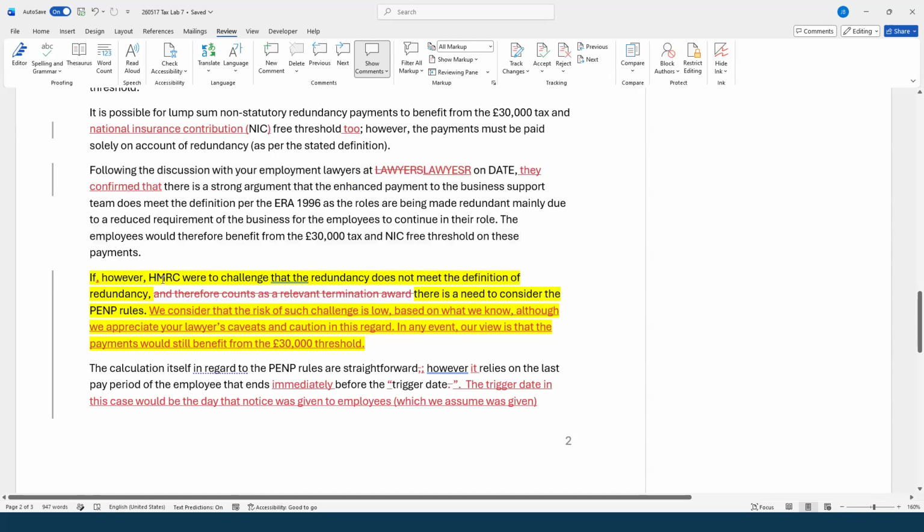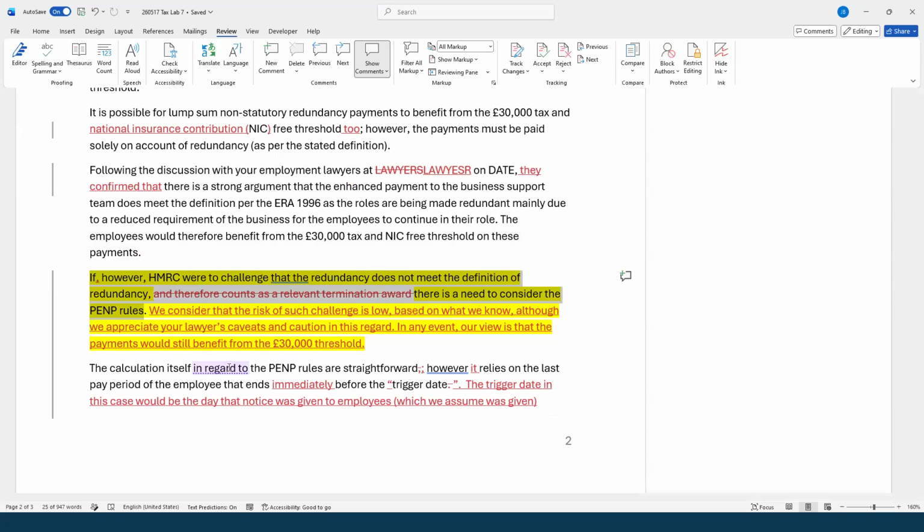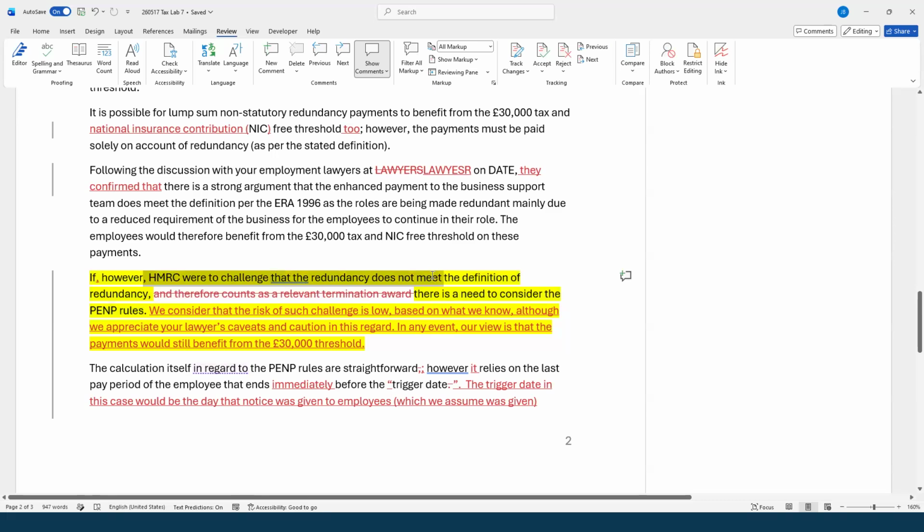So it does then say, if, however, HMRC were to challenge that the redundancy does not meet the definition of redundancy, there is a need to consider the PMP rules. Okay, so this is saying why the summary of the justification is referring to PMP. If PMP wasn't relevant to the justification, it makes no sense to refer to PMP at all. It's just going to confuse the client. However, clearly it's got relevance to this advice now, and this is where it's starting to come in. So it makes sense now as to why PMP was mentioned above, because HMRC can challenge that the redundancy payments do not meet the definition, and therefore they don't automatically get the £30,000 tax free.